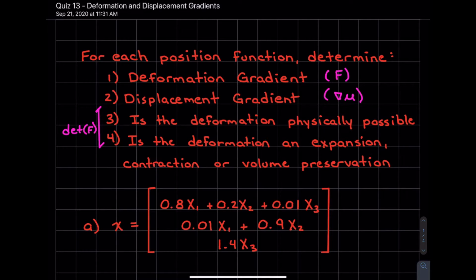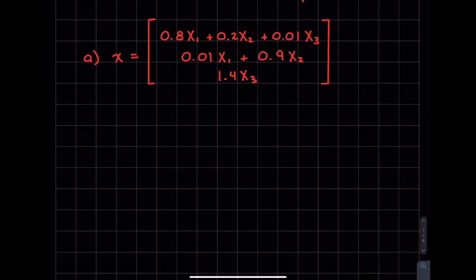But yeah, so if we look at this, it's basically going to be 3 different things we're going to have to find. First one's going to be our deformation gradient f. And then from there, we can find the determinant to answer questions 3 and 4. And then after that, we can find the displacement gradient, which is nabla u. We're going to come down here, and this is going to be our first one.